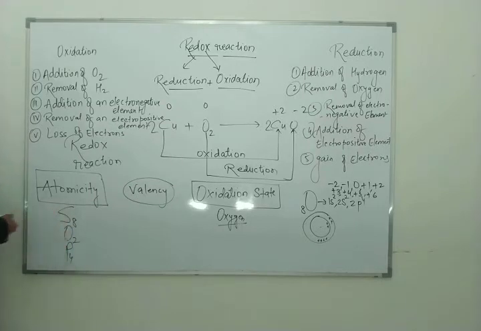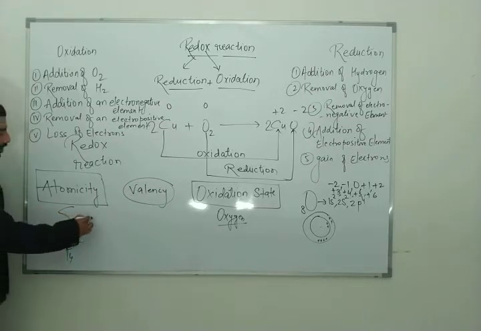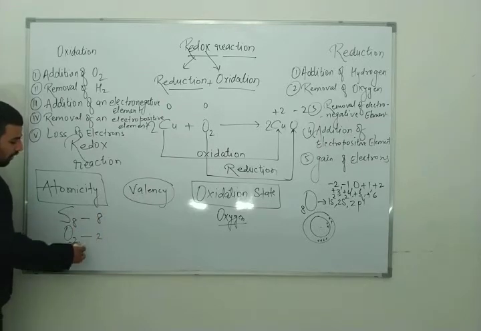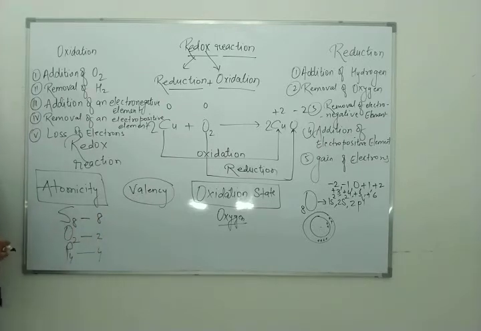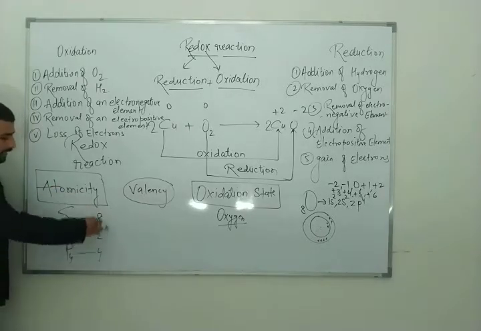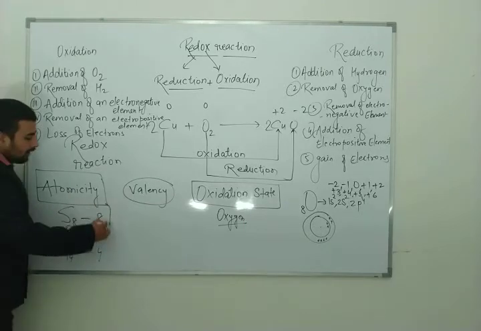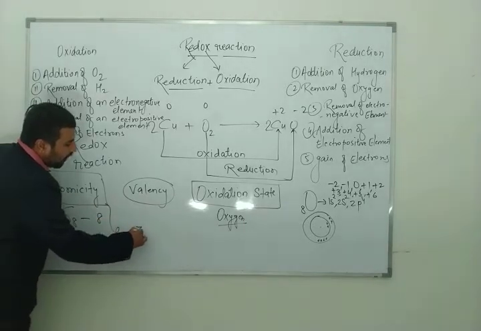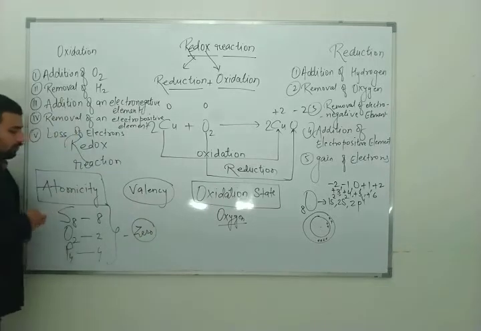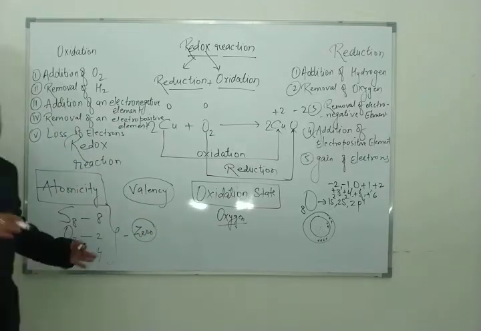So the atomicity of sulfur will be 8. Atomicity of oxygen is 2. Atomicity of phosphorus is 4. So when they are existing in nature, they are in the neutral form. So if anybody asks you what is the valency of this element, then remember dear student, the valency of this element is 0. You can say so if it is existing in a molecular form.